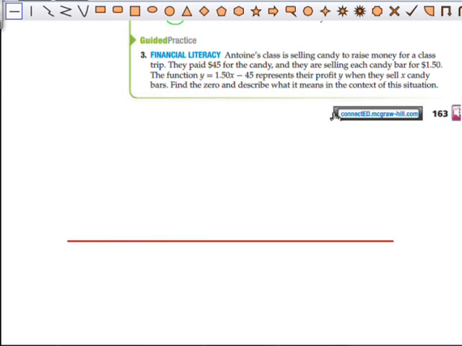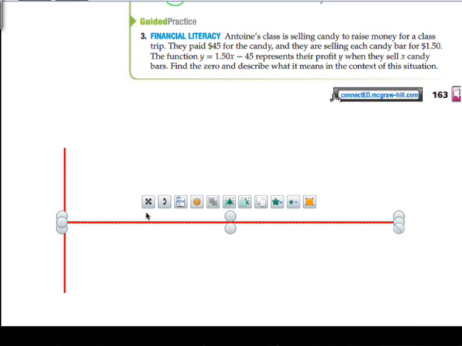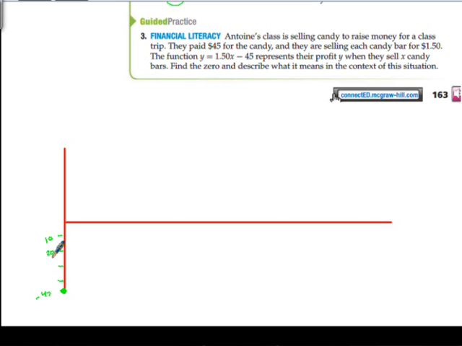We have to understand that they have negative money when they start, and again, your graph might look different than mine, and that's fine. But what I'm going to do is say, all right, so they started at negative $45. We'll say 10, 20, 30, 40, and that would be 45. So they're right here when they start at negative 45, okay? And these were by tens. So the y-axis is going to be how much money they had. The x-axis is going to be candy bars sold.